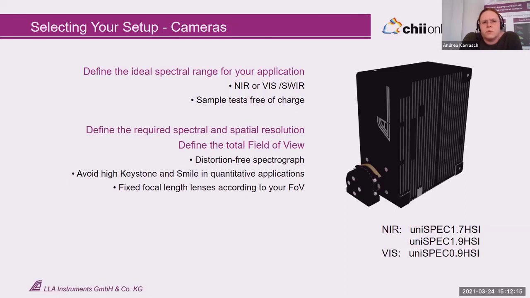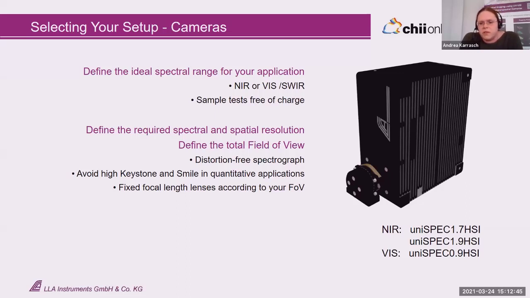Next, what you need to do, after you've defined your ideal spectral range for your application, is to define the required spectral and spatial resolution. And in combination with the spatial resolution, you need to define what is the total field of view, meaning what is the sorting width I need. And this is in combination with the material throughput.